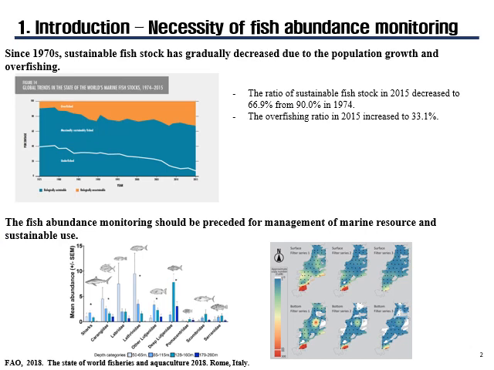First, introduction: the necessity of fish abundance monitoring. Since the 1970s, the sustainable fish stock has gradually decreased due to population growth and overfishing. So fish abundance monitoring should proceed for the management of marine resources and their sustainable use.